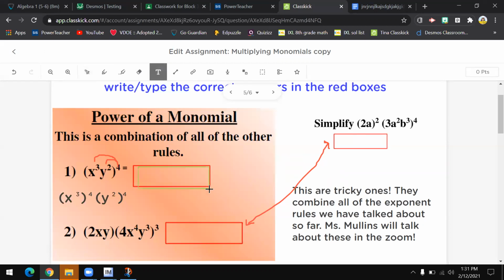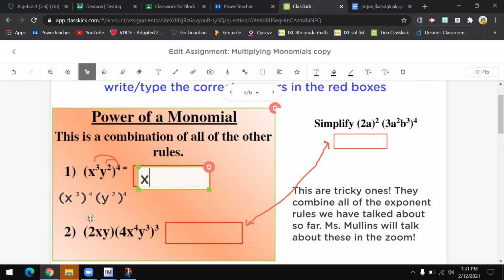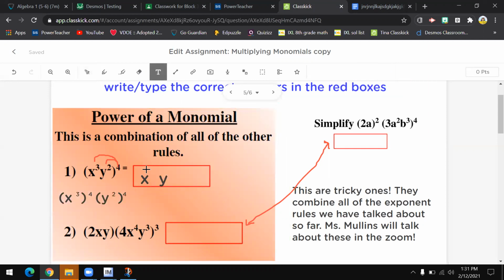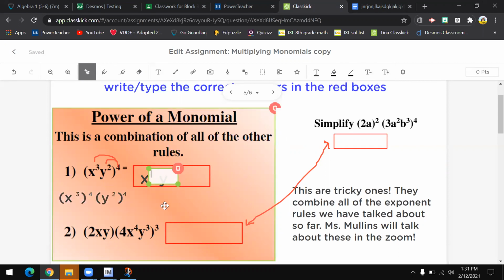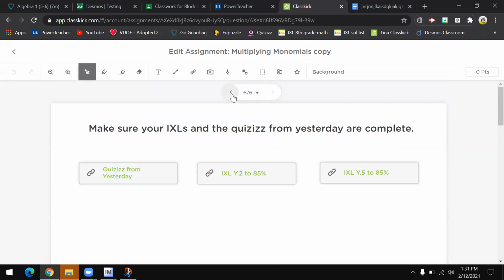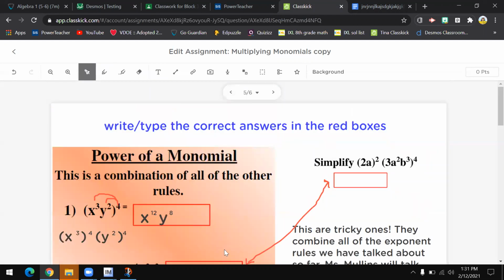And now what we're left with is a power to a power. So remember, power to a power, we multiply. So what I'm going to end up with here is power to power, multiply. Get my little box. My x, 3 times 4 is 12, and my y will be 2 times 4, or 8. And that's it. That's all we do. And that's pretty much the whole class. This is just telling you what you need to do if you didn't finish yesterday's assignment, but that's it. So hopefully that was helpful.